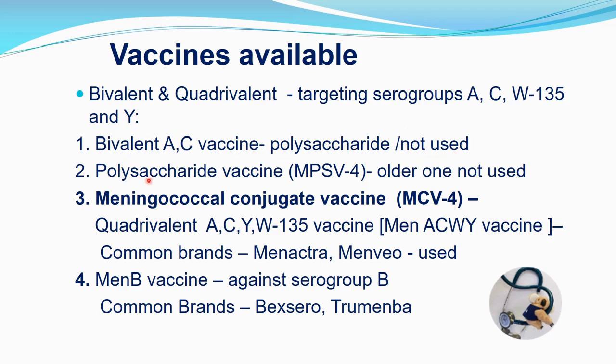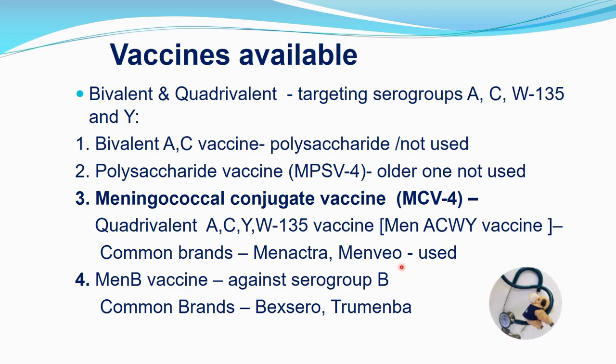Number 2, the meningococcal polysaccharide vaccine 4. This is a quadrivalent vaccine and an older one, so usually not used. Only if the conjugate meningococcal vaccine is not available, then it is used. So number 3, this is the meningococcal conjugate vaccine. This is the vaccine which is used. This is also a quadrivalent vaccine against ACWY135, and the common brands available are Menactra and Menveo.